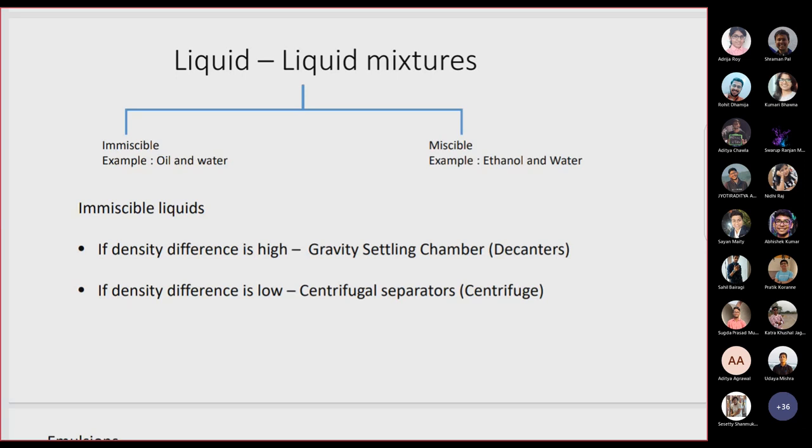Right? If you have a liquid-liquid mixture and they are immiscible, and the density difference is high, we need to use a decanter. Suppose an industry has an immiscible liquid-liquid mixture, obviously we can suggest that they use a decanter. If the density difference is low, we need to suggest a centrifuge, or some other methods, but one of the simple and commonly used methods is the centrifuge, the centrifugal separator.